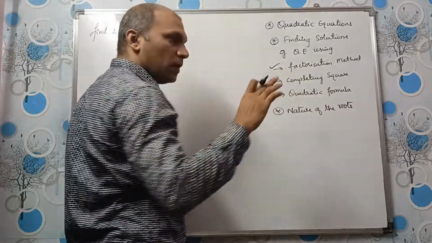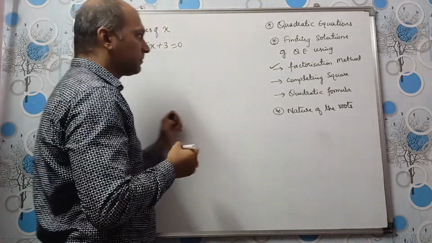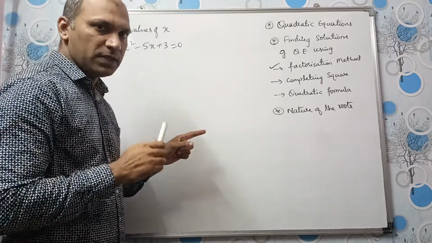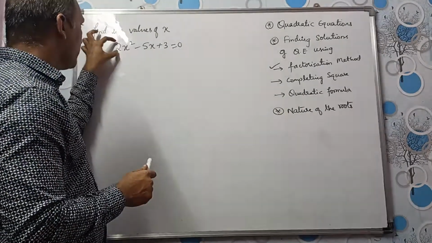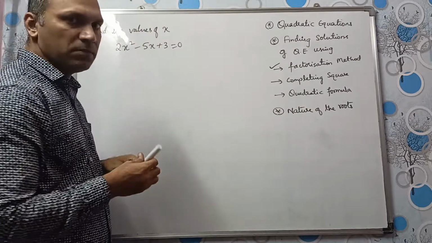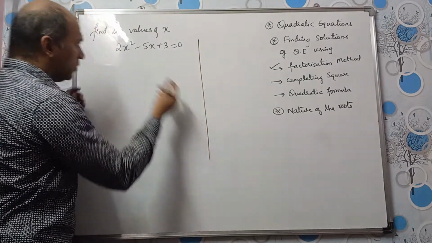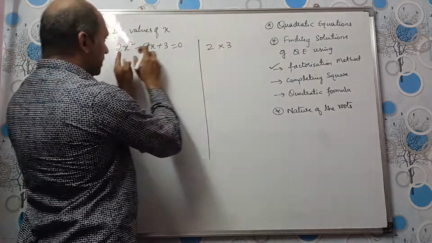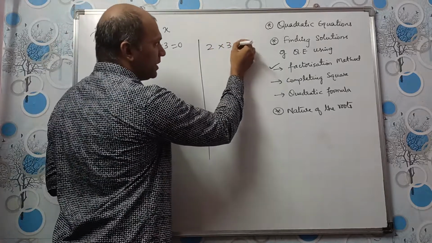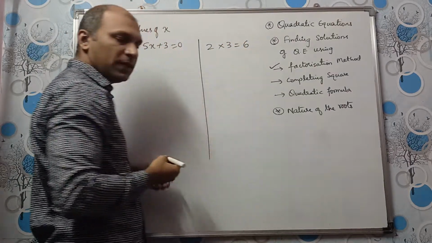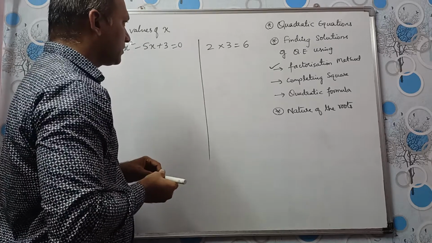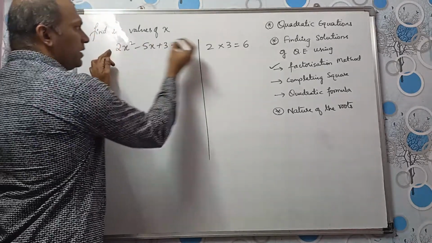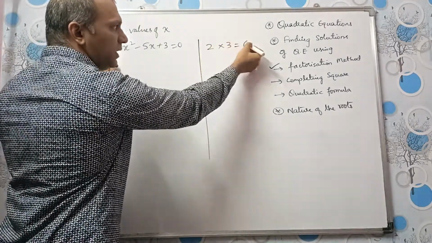Factorization method is also called splitting the middle term. In splitting the middle term, the first step is that the coefficient of x square should be multiplied with the constant number. The coefficient of x square is 2, and it should be multiplied with the constant number 3. So 2 3s will be equal to 6, including the signs. If we have minus 2 here, multiplying minus 2 into 3, minus 6 will come.